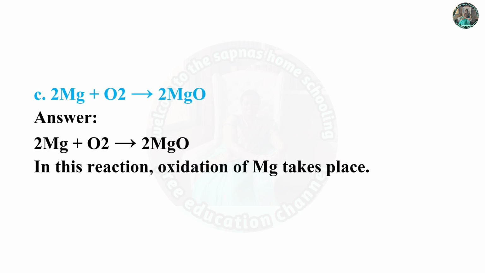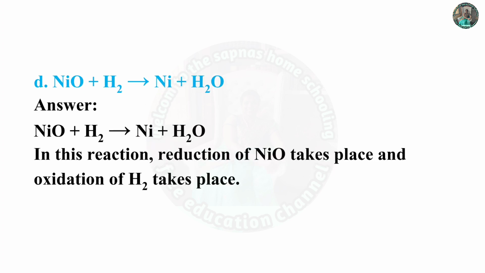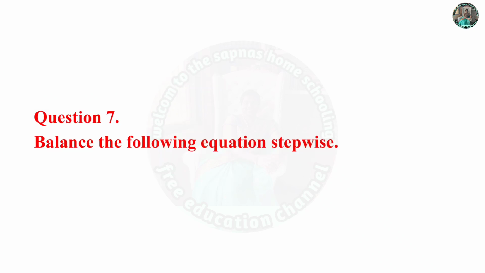C. 2Mg + O2 = 2MgO. Answer. In this reaction, oxidation of Mg takes place. D. NiO + H2 = Ni + H2O. Answer. In this reaction, reduction of NiO takes place and oxidation of H2 takes place.